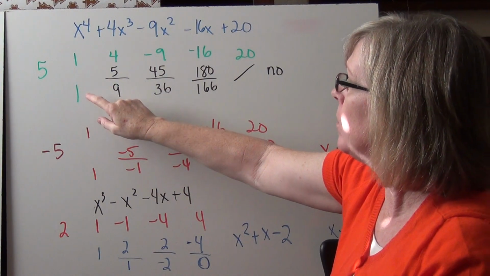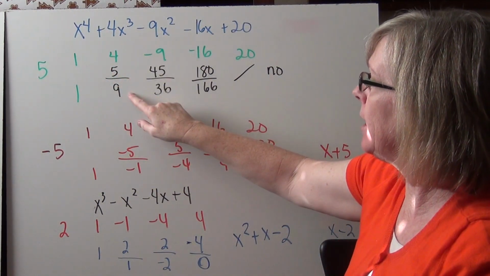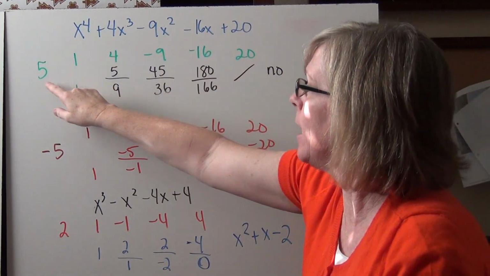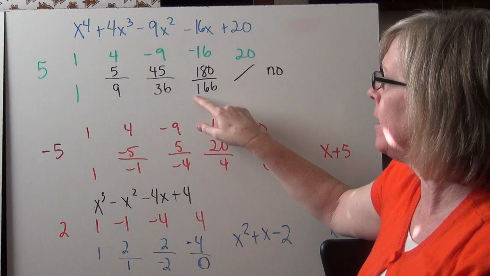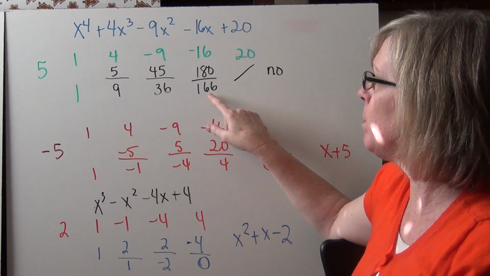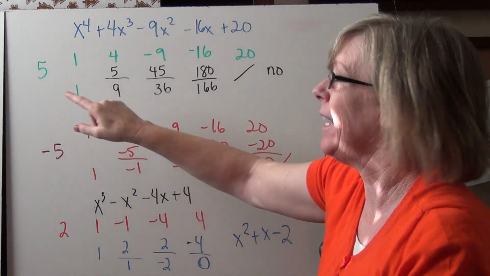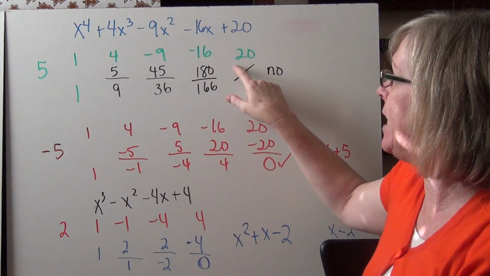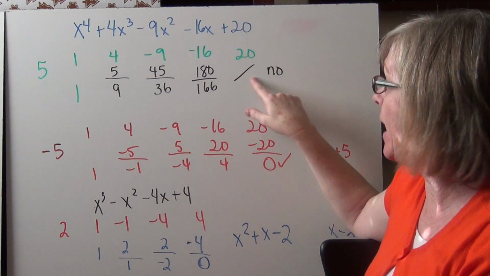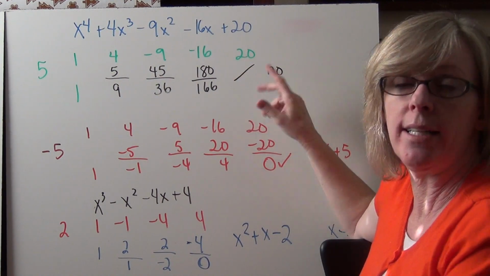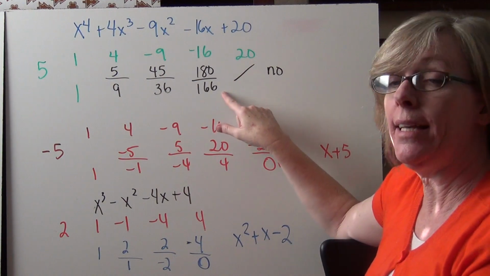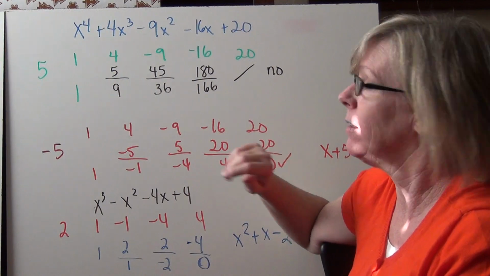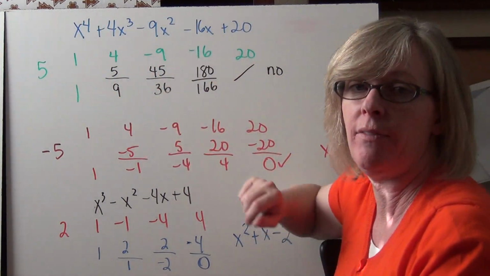Drop the 1 down. 1 times 5 is 5. Add them up and get 9. 9 times 5 is 45. Add them up and get 36. 36 times 5 is 180. And at this point I say, there's a problem here, because when I multiply 166 times 5, it's going to be 600 and something. The only way this is a factor is if I have a -20 over here to cancel out my 20 and I get a 0. If I don't get a 0, it's not a factor. So I'm going to abandon this right here before I even multiply 166 times 5, because I know it's not -20. So I say, no, apparently 5 is not a factor.